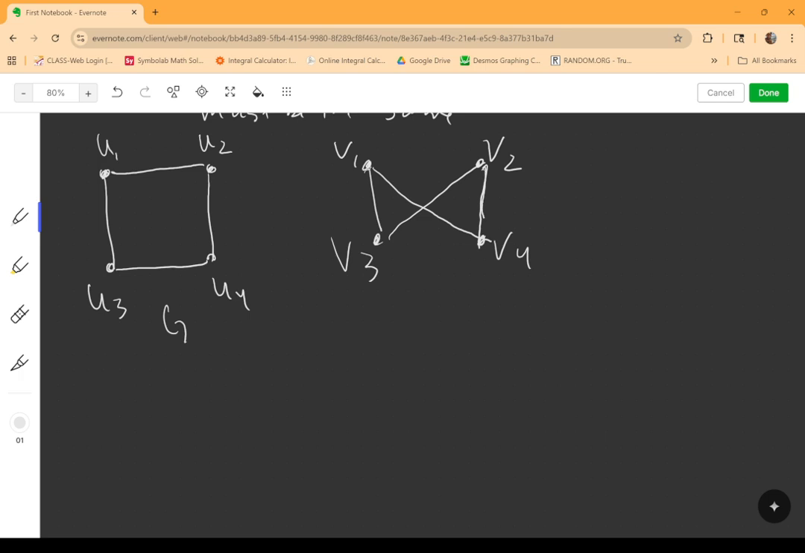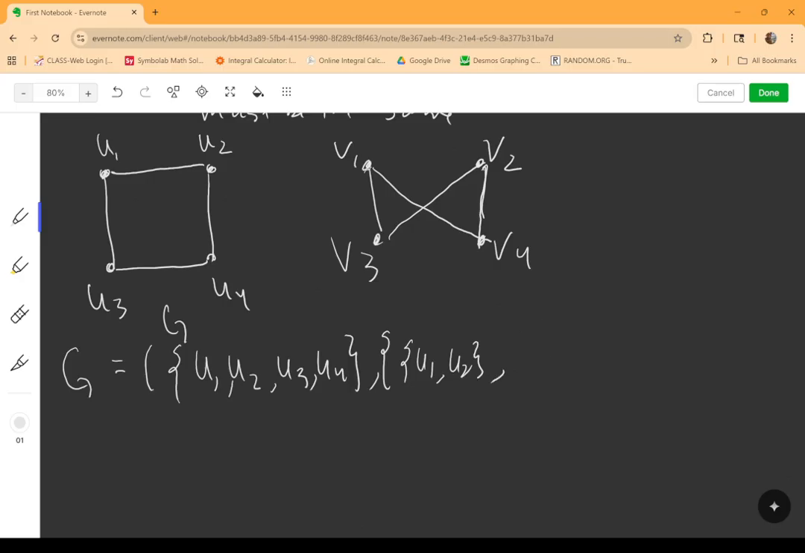All right, let's list these off. G consists of the vertices U1, U2, U3, U4, and then the edges U1U2, U2U4, U4U3, and U3U1.